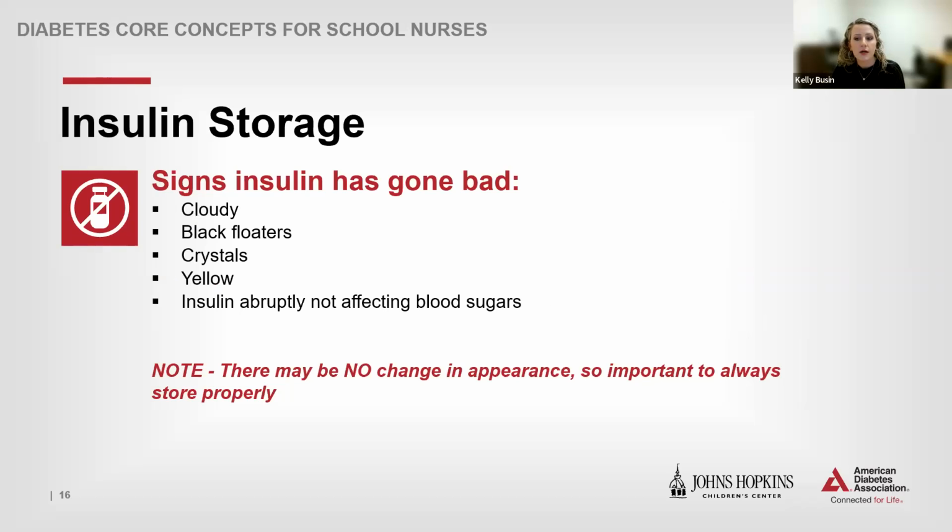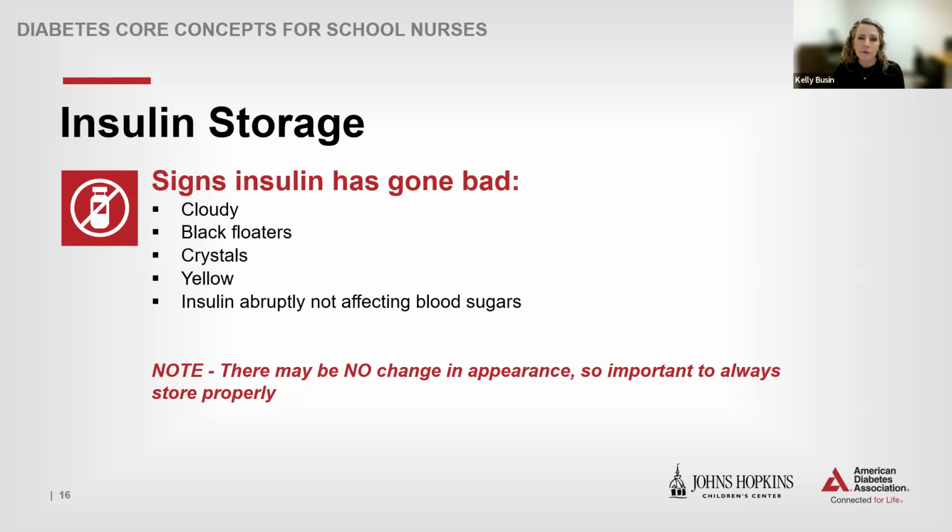Insulin should be completely clear and see-through. So most of the time, if your insulin is spoiled, it will have visual signs. The insulin might become cloudy. You might see particles floating in it, like black floaters or crystals, or it might change color. And the last thing is that it might not be visually indicated that you have spoiled insulin, but another sign is that all of a sudden this insulin doesn't appear to be affecting blood sugars as it normally would for that particular student.